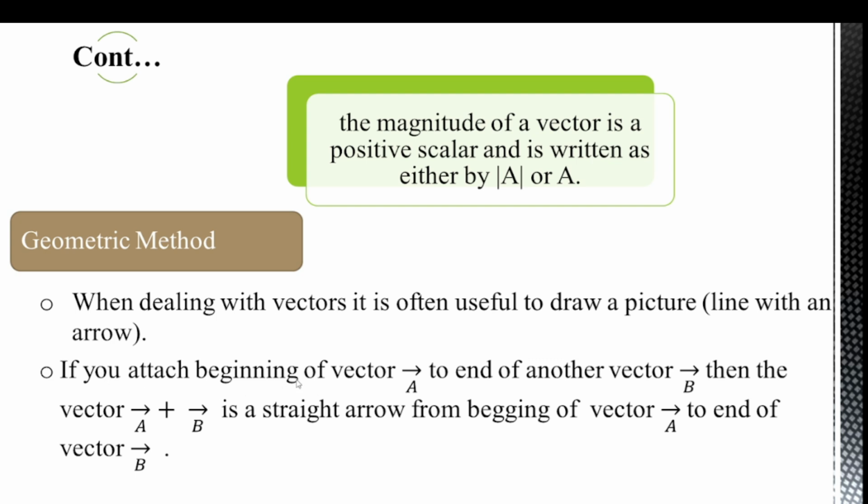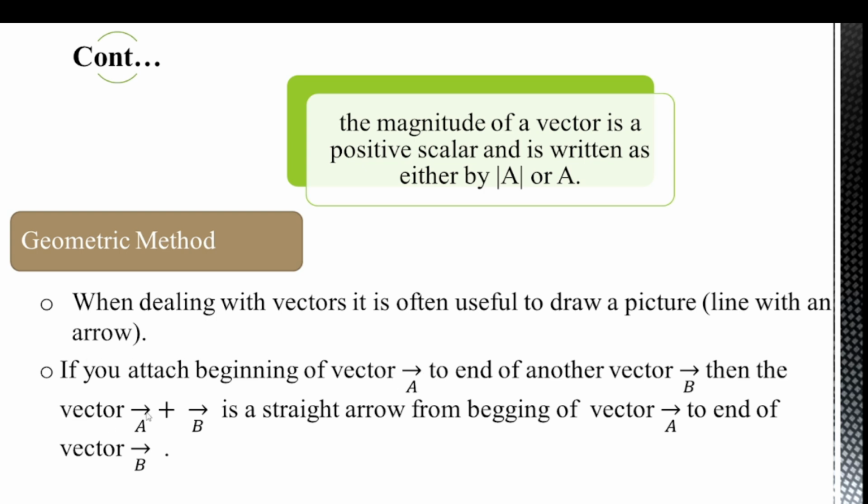If you attach the beginning of vector A to the end of another vector B, that means you are representing another vector between vector A and vector B. Okay, maybe this new vector may be the resultant of vector A and vector B, and also we will see it on the coming slides.